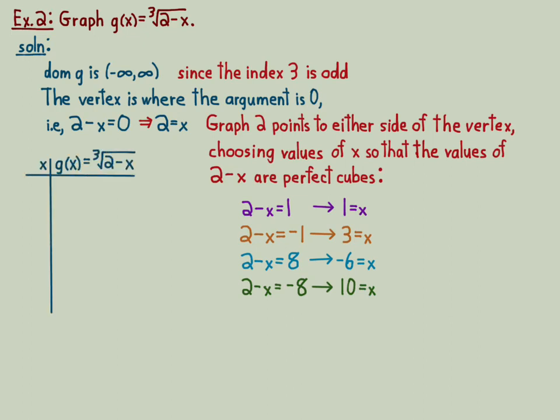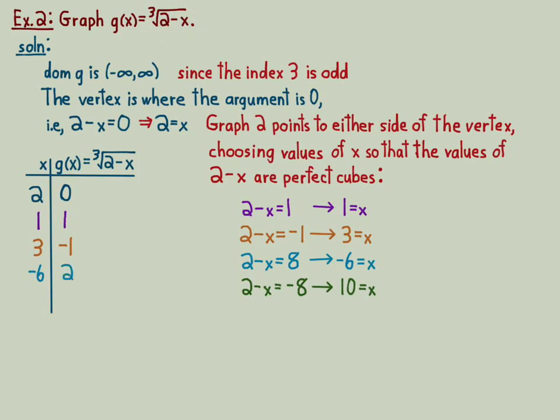So I just write out a little table, just because it's convenient. When I plug 2 in here, I get 0. I already did that. If I plug 1 in here, I get the cube root of 1, which is 1. If I plug in 3, I'm just getting the numbers from here, I get cube root of negative 1, which is negative 1. Remember, the negative in a cube root just comes out of the cube root. Negative 6, I put that in here. I get 2 minus a negative 6, which is 2 plus 6, which is 8. Cube root of 8 is 2.